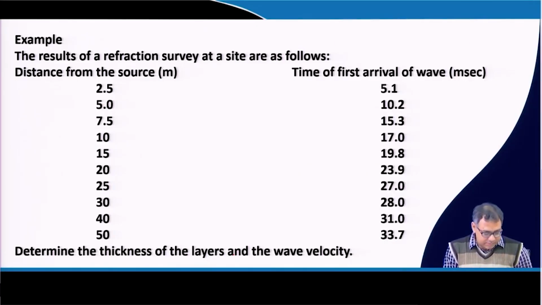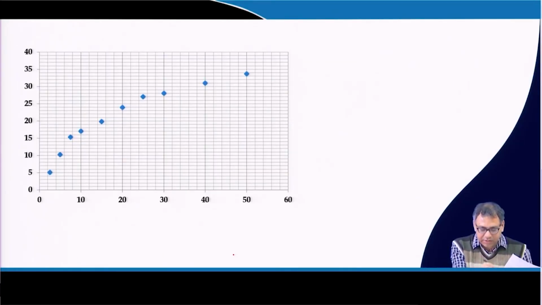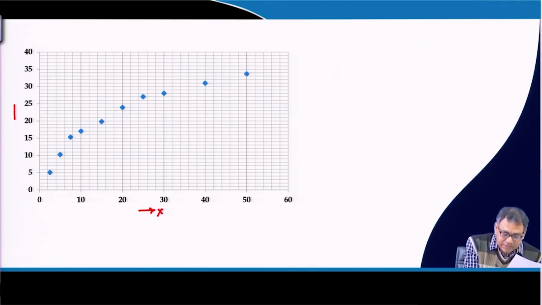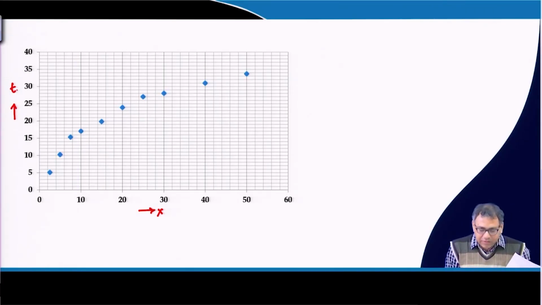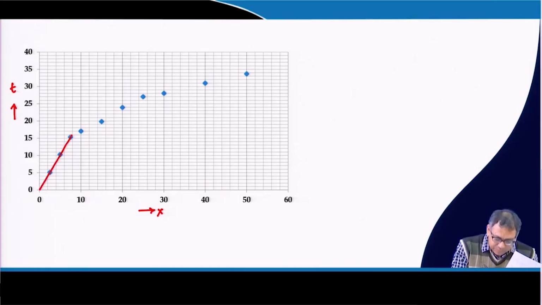Okay, I have drawn the graph here. I plotted all the values in an Excel sheet, and this is the distance x, and this is the time t. From this graph I can see that this is one slope, okay, and this is another slope, and this is another slope.